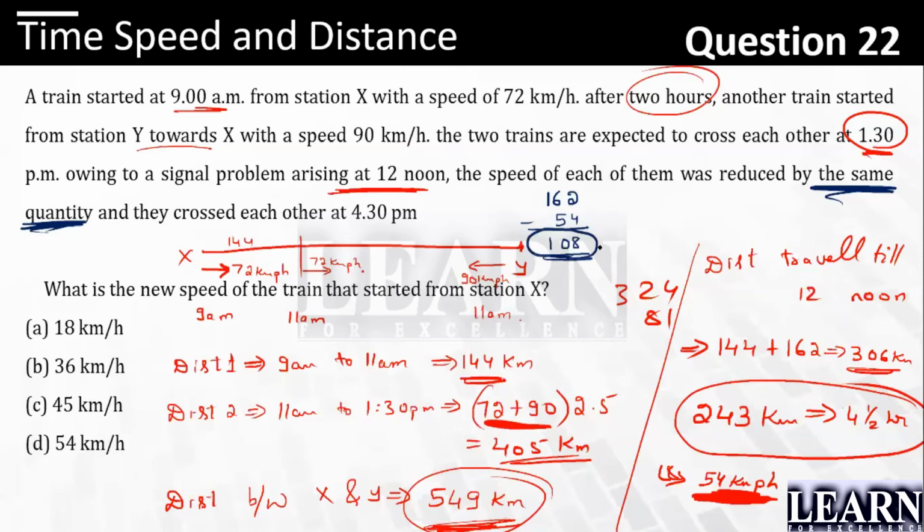So if it is 108 kilometer per hour, it should be equally distributed, right? 54 kilometer per hour was reduced from the first train, and 54 kilometer per hour was reduced from the second train. They're asking what is the reduced speed. That is nothing but the one which was traveling from X. So the answer is 72 minus 54, which will give us 18 kilometer per hour.